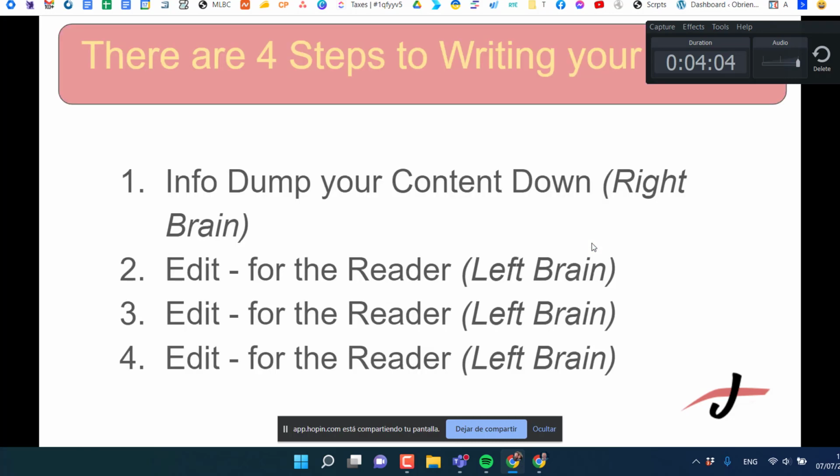Okay, so there are 4 steps to writing your stories. There's the information dump, which is just getting the information out of your head and down on a page. And then there's editing, and editing. One of the mistakes I see people make is that when they're dumping the information down, they try to edit as they're doing it. It's actually very hard to do. It's near on impossible because it's 2 different sides of the brain, actually.